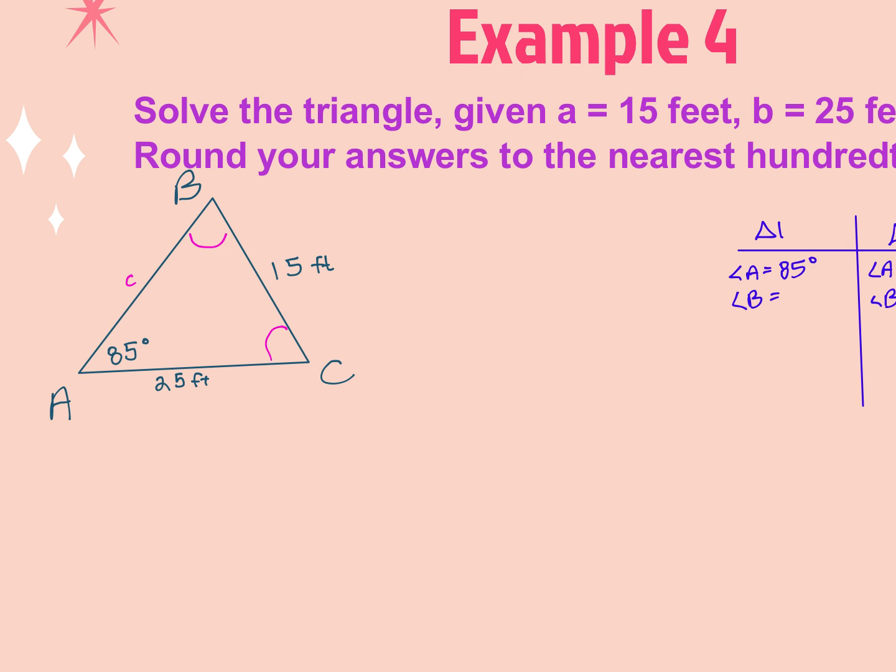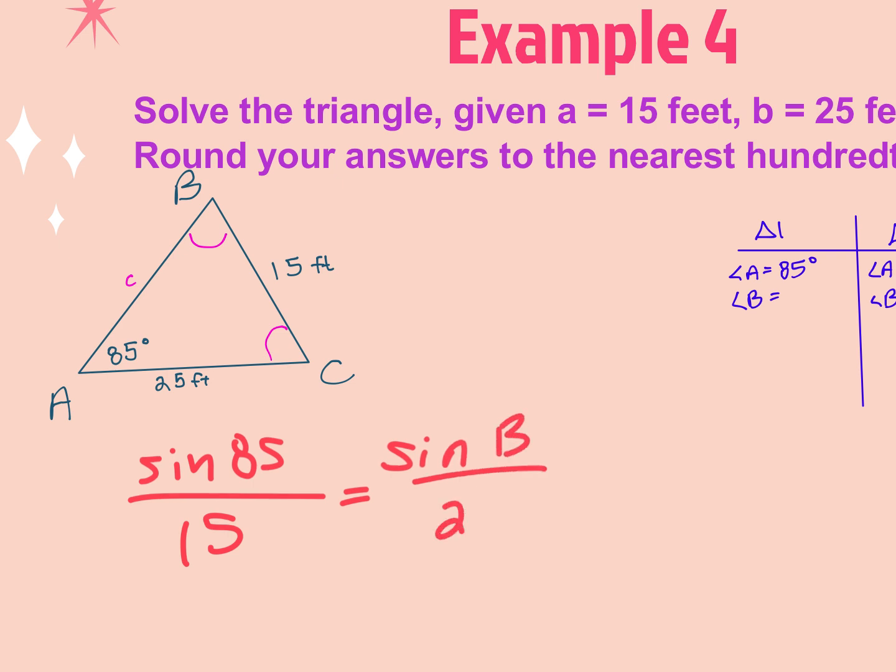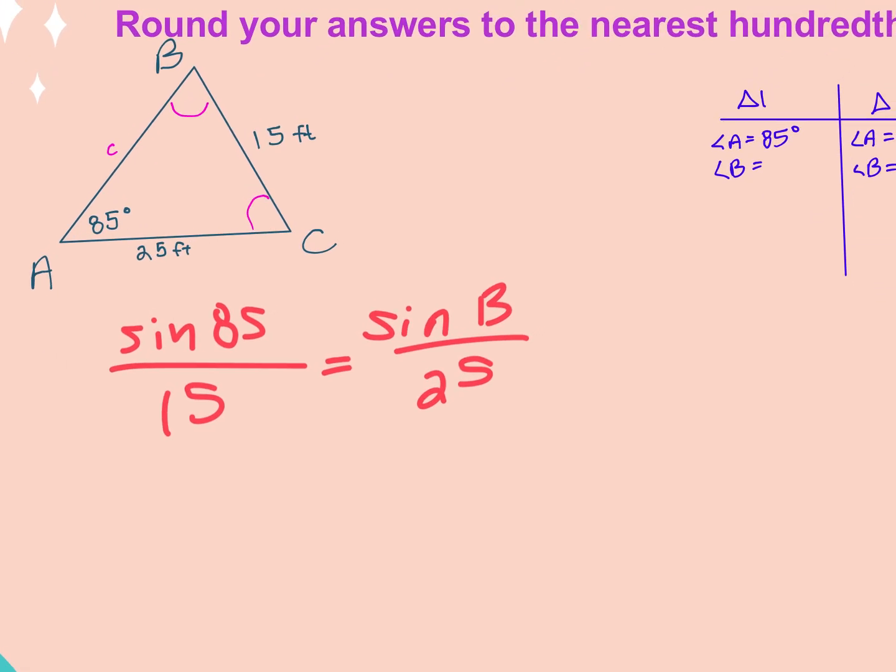So what information did they give us? What can I use? What's the side and a corresponding angle measure? Okay, tell me. How do I set it up? Sine of 85 divided by 15 equals what? Perfect. Sine of B over 25. Okay. I have a proportion equal to a proportion. Fraction equals a fraction. How do I solve?